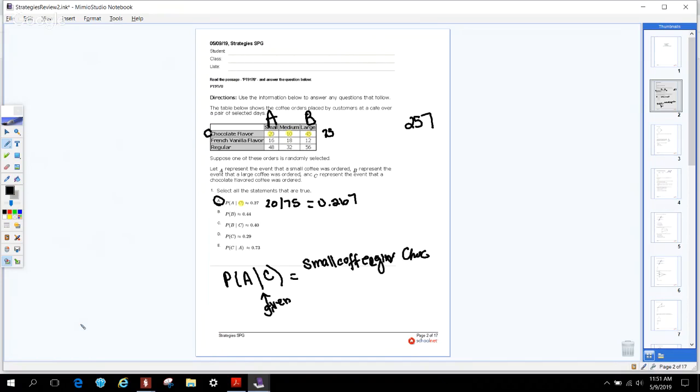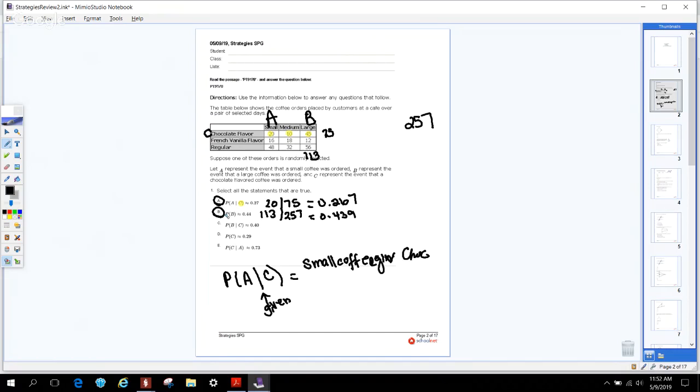Now, in the second one, it only says, I care about the probability of B. It doesn't care about if they chose anything. They just want to know how many people got large coffees. So again, you're going to add up the totals, 45 plus 12 plus 56. I got 113. So then we're going to do 113 out of all the people, 257. When we divide that out, we get 0.439, which would round to give us B.